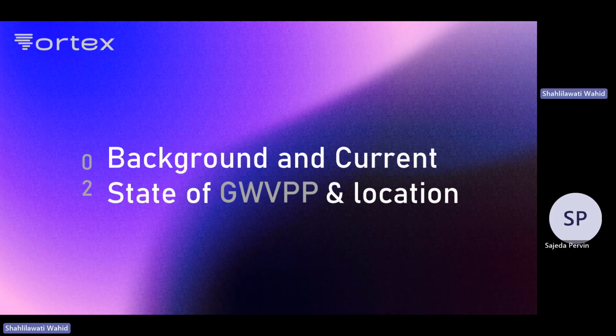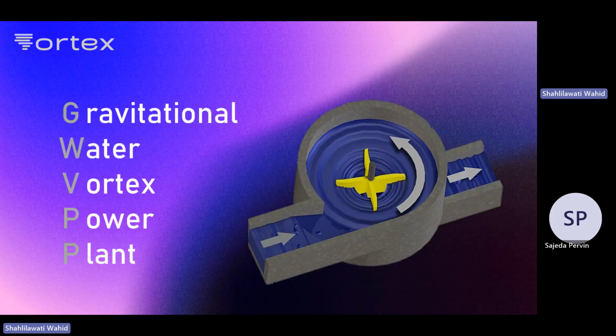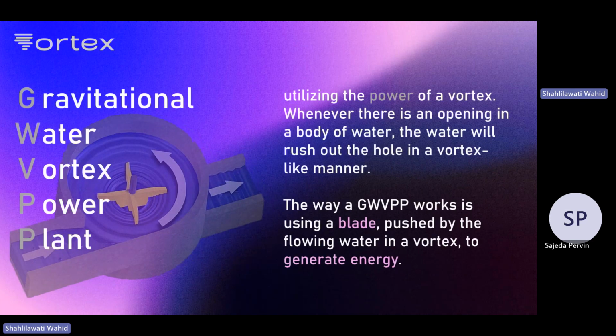Thank you, Nadev. About the background, first I'd like to mention what GWVPP is. GWVPP stands for Gravitational Water Vortex Power Plant, and it is a power plant that's based around utilizing the power of a vortex. Now, what is a vortex? Whenever there's an opening in a body of water, the water will attempt to rush out the hole and create a vortex-like manner.